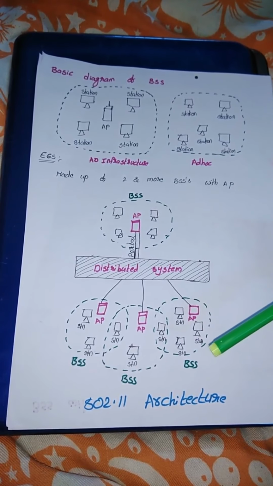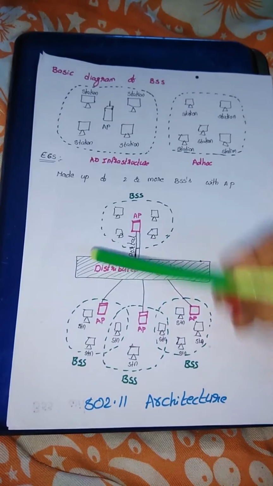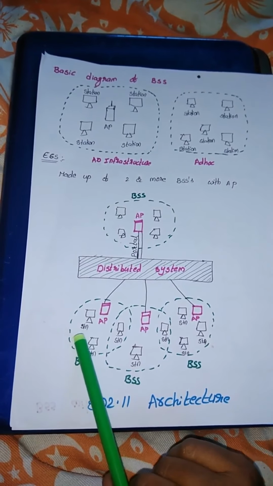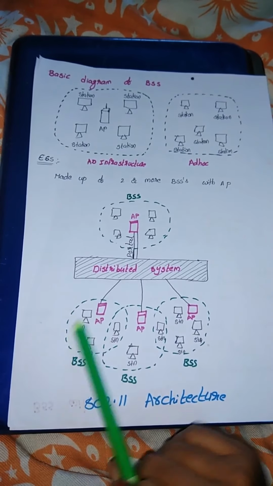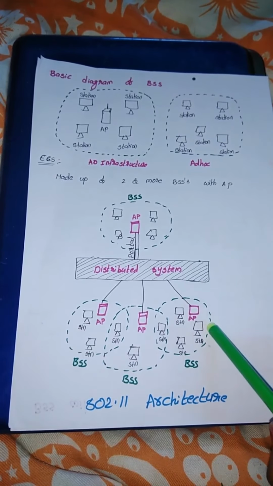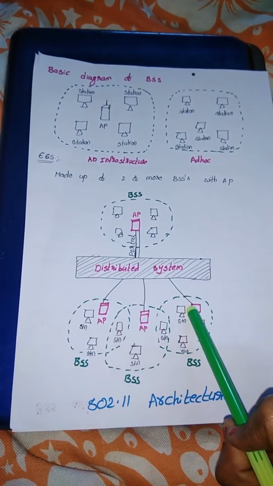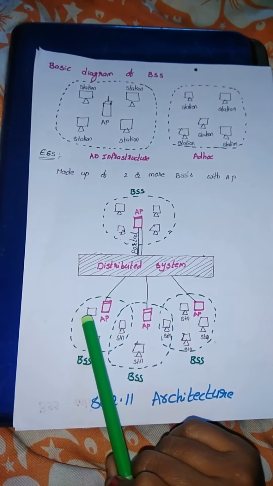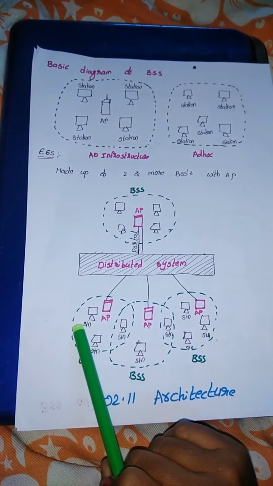What's the process of communication among these BSSs? First, let us assume that one station in one BSS has to communicate with another station in another BSS. That is possible by using these APs only. Suppose this station wants to transmit a frame, a message, or data.